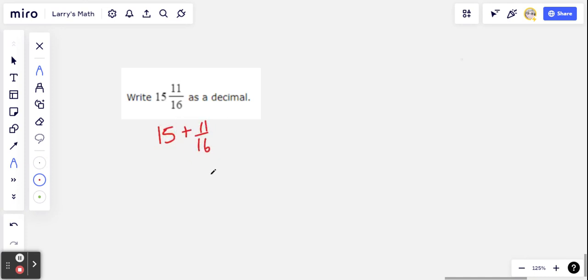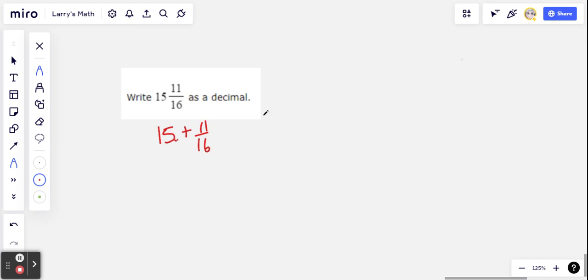So we can treat them as separate parts, do stuff to them, and then add them back together at the end, and it's still going to give us the right answer. So I'm going to think of these as two separate parts and convert each one to a decimal. Now 15, we don't actually have to do anything to. The decimal, we don't write it, but the decimal point is really right there. It's kind of hanging out right there. So that's our 15, done.